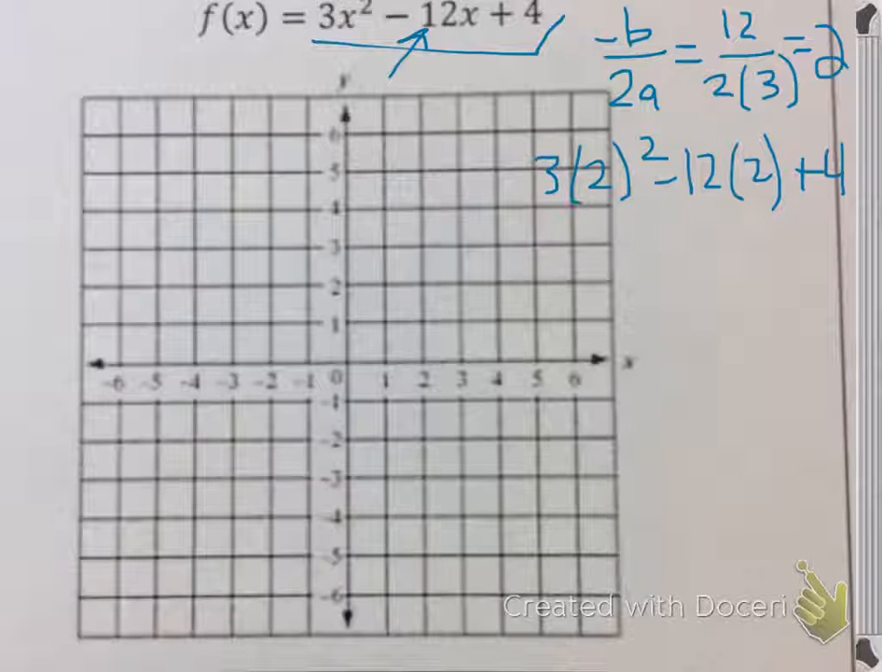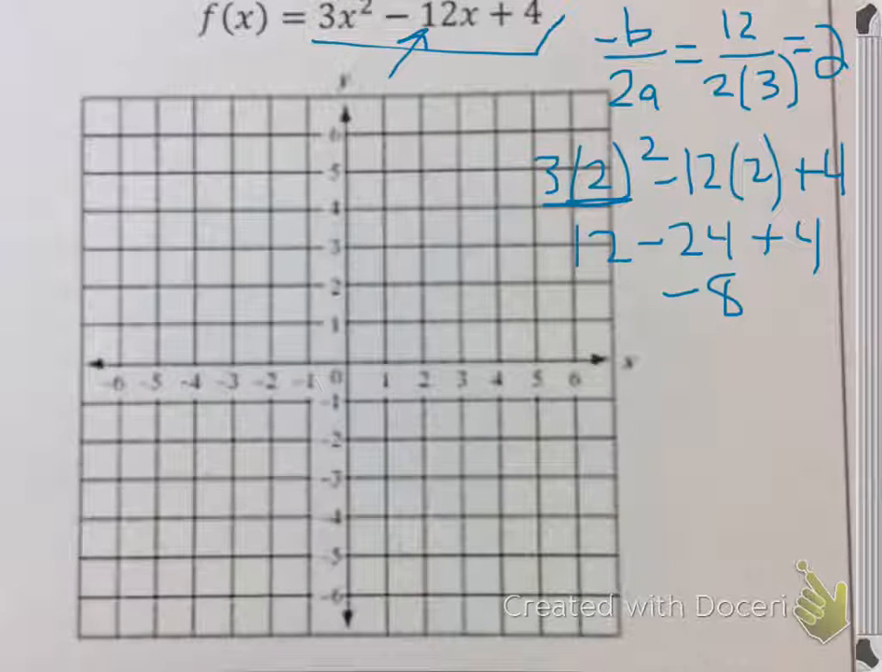2 squared is 4. 4 times 3 is 12. Negative 12 times 2 is minus 24, and then I have plus 4. So I'm 12 minus 24 plus 4 for a starting point of negative 8. Again, I'm a little bit off my graph here. I'm over 2 and down 8 for my ordered pair. Over 2, down 8. So kind of here's 7.